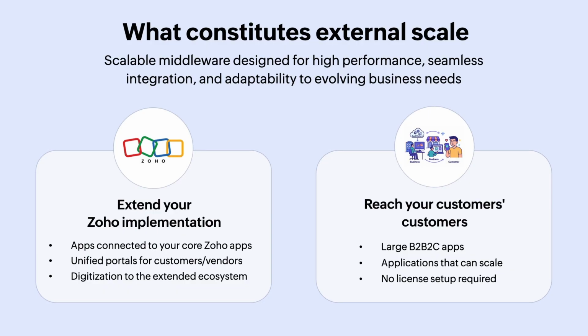Now, let's move on to external scale. With external scale, we're giving you the ability to run custom front ends which are scalable, which are not linked to the number of licenses or the number of people that can access that front end, and can be deployed to a larger audience where multiple people are accessing it at the same time, while it's still connected to your core Zoho implementation. These could be connected to your Zoho apps, or they could be standalone apps using Zoho as the backend. So they may be connected, but somewhere in the back.